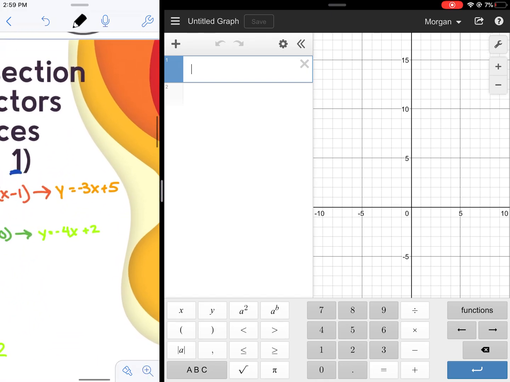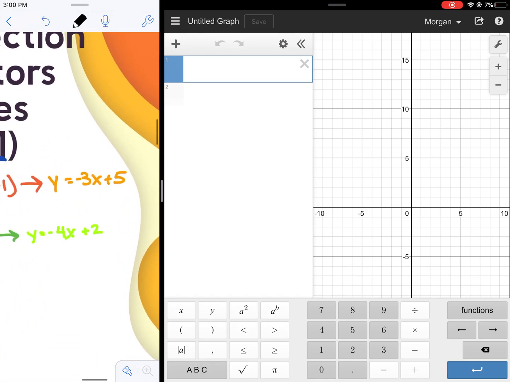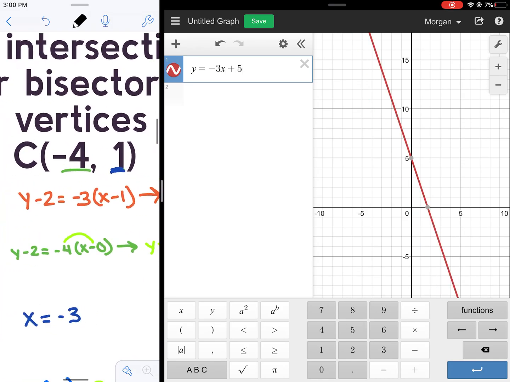So I'm going to take my two equations, and I'm going to graph both of them in Desmos. So after I found my perpendicular bisectors, I can type in y equals negative 3x plus 5. And if I'm nervous that I didn't distribute right or something, I could even put it into point slope form and see, hey, did they overlap exactly? So y minus 2 equals negative 3 times x minus 1. And they sure do, so I'm good.